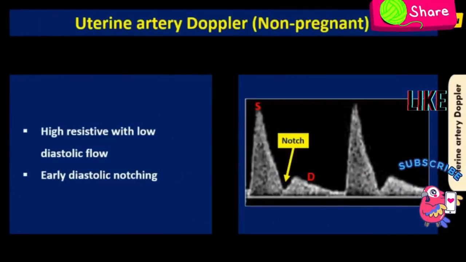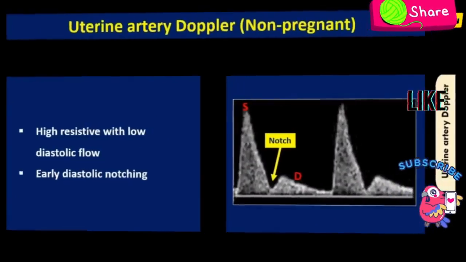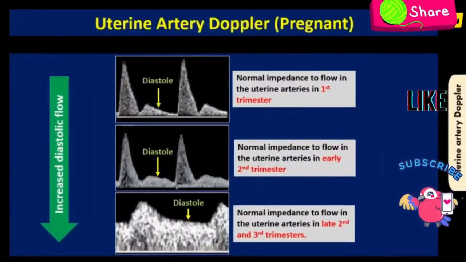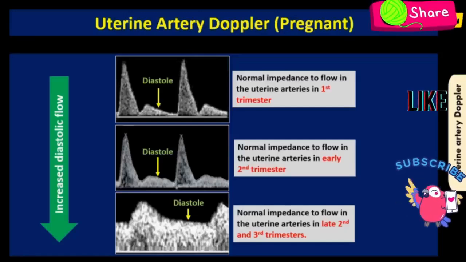In the non-pregnant uterus, the waveform of the uterine arteries is high resistive, with low diastolic flow and early diastolic notching. The resistance to flow in the uterine arteries decreases with advancing gestation in normal pregnancies, reflecting the trophoblastic invasion of the spiral arteries. So, the uterine artery waveform changes from relatively high resistance in the non-pregnant state to a low resistance waveform in pregnancy, with continuous forward flow throughout diastole, as you can see on these images.